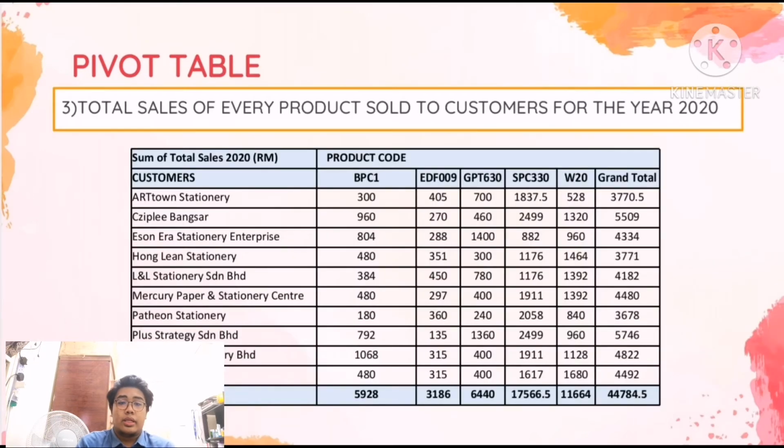The third pivot table is the total sales of every product sold to customers for the year 2020. After we calculated for 10 customers, we get a grand total of 44,784 ringgit and 50 cents that we managed to sell in the year 2020.